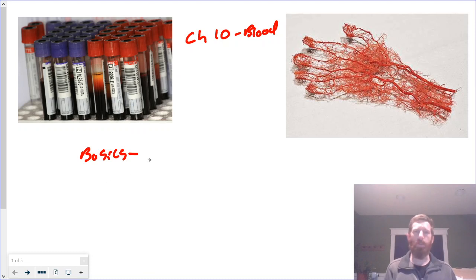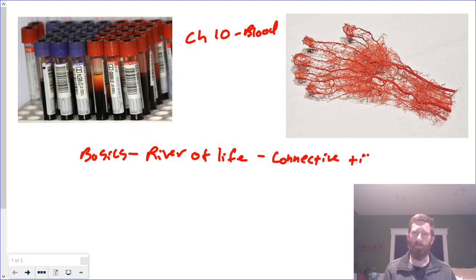All right. Your book refers to it as the River of Life, which it is for reasons that we'll talk about. But it also harkens back to chapter 3, I think it was, where we talked about all the different types of tissue. Blood is actually a connective tissue. So we have bone, tendons, ligaments, fat, and then areolar tissue, loose connective tissue, and then we have blood.